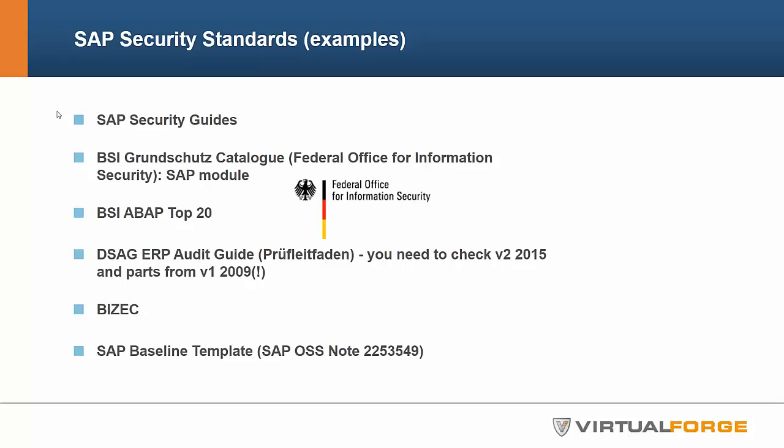First step there, of course, is to get an understanding of how I assess my landscape, what kind of reporting, what kind of policies I need to take care of. The very first information I can obtain is from SAP itself. They have for each and every product a standard security guide, which already gives comprehensive information on how SAP thinks that their customers should run their systems.